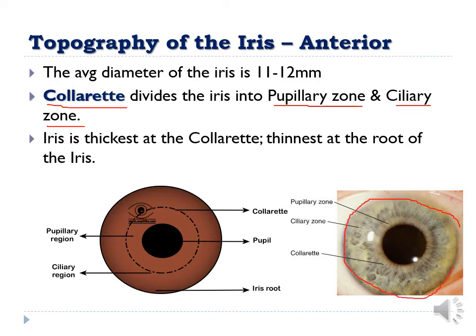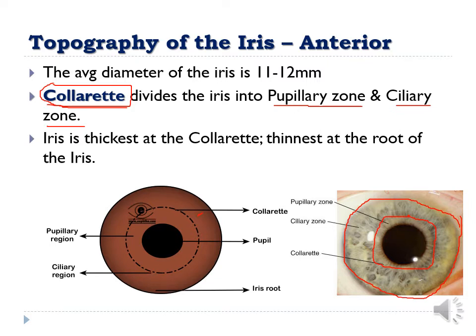We already discussed that in the previous slide, right? So the iris is attached to the ciliary body, and this is the pupillary zone. The iris has two zones, the ciliary zone and the pupillary zone. The ciliary zone is the part of the iris that is close to the ciliary body connection. The collarette is the junction between the pupillary zone and the ciliary zone. You can see it over here. This is the pupillary zone, this is the ciliary zone. Both are separated by the collarette.